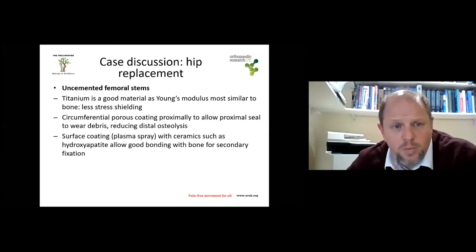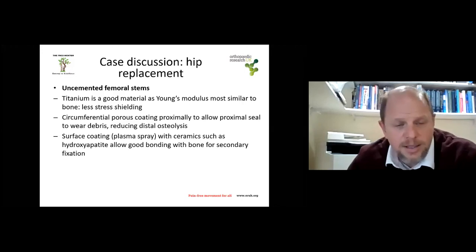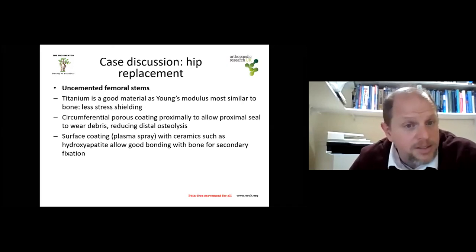You're not so much worried about the scratch of the titanium against the bone inside the femur. But here, what you want is to have a Young's modulus of your metal that's as close as possible to that of cortical bone to minimize the effect of stress shielding. I can tell you more about stress shielding if you want. They might ask you about that.